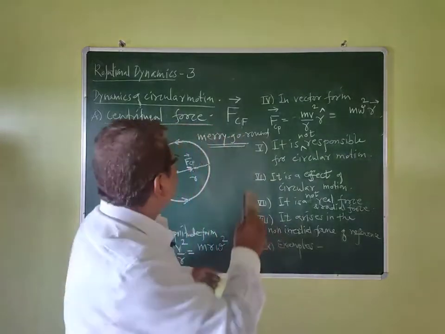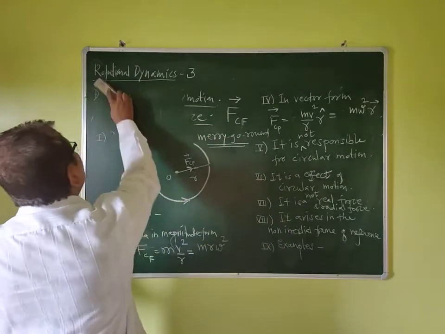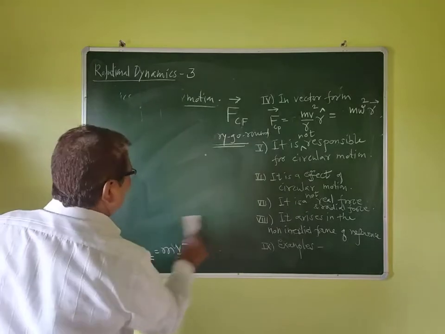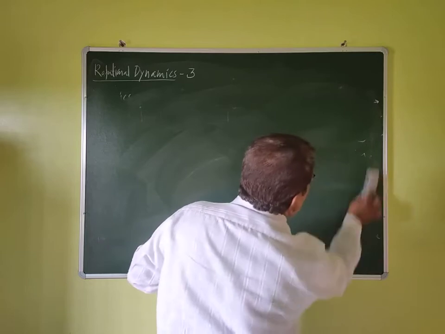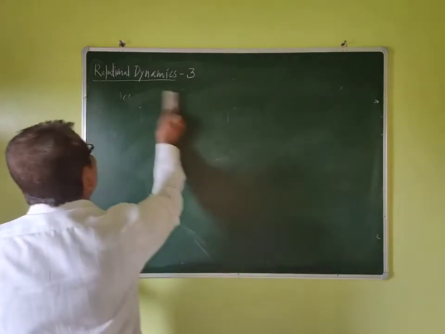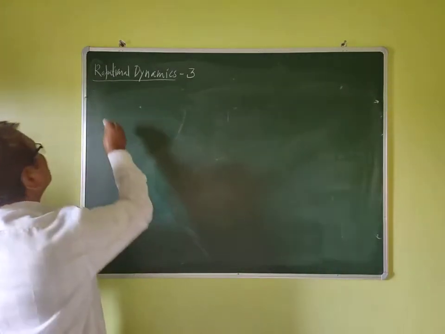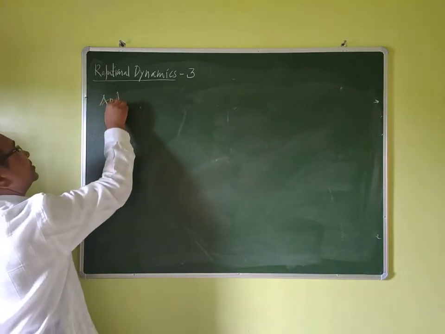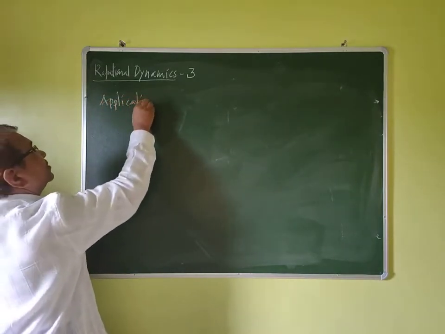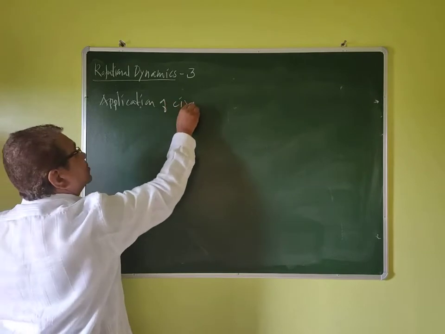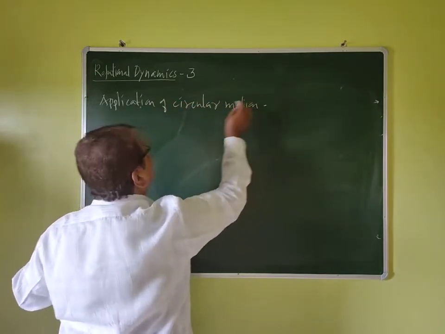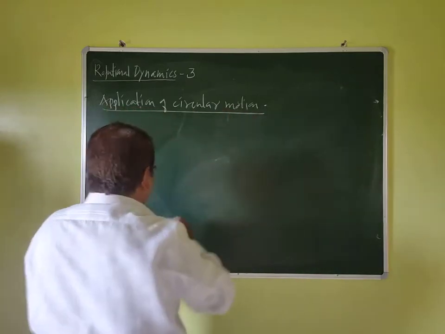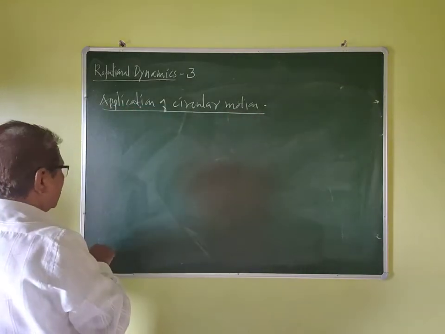Okay, then we'll go to the next article. Let me clean the board first. Our next article is application of circular motion. Vehicle on a horizontal curved road like this.